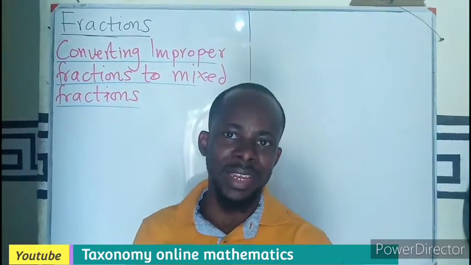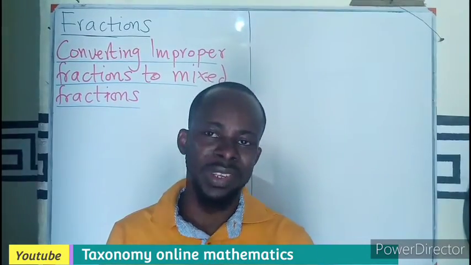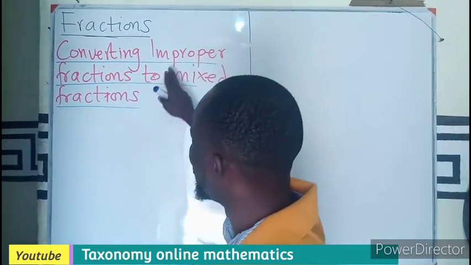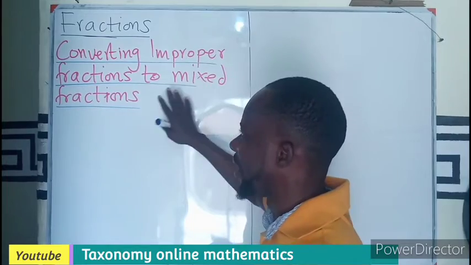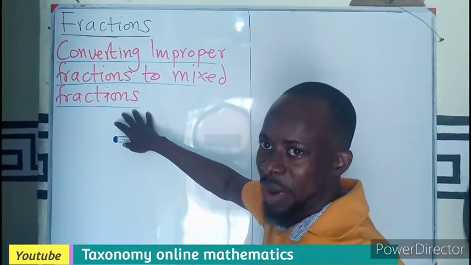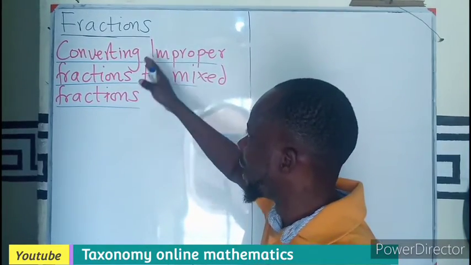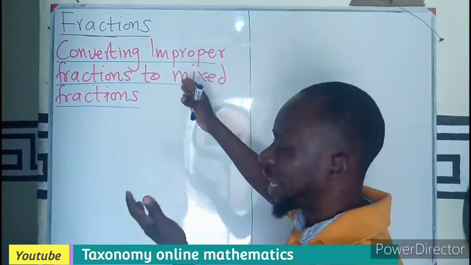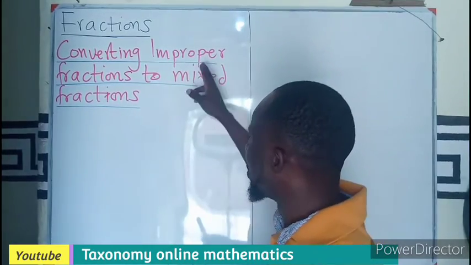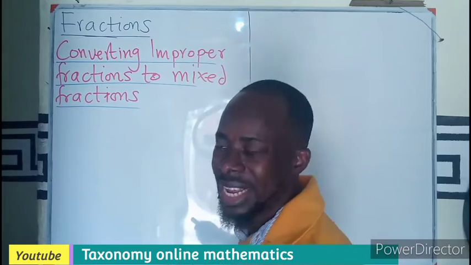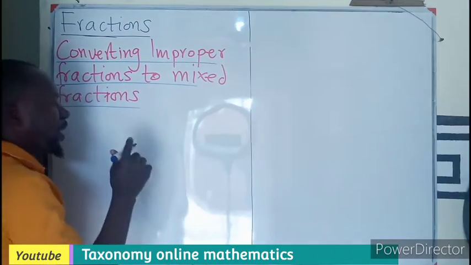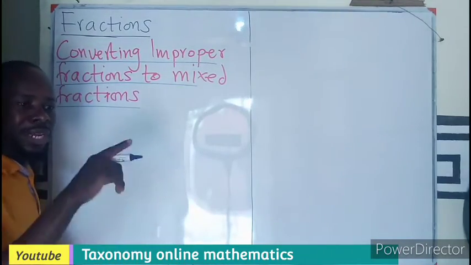In this edition, we want to treat converting an improper fraction to a mixed fraction. In one of our episodes, we dealt with types of fractions. So these are the types of fractions. Then we mentioned that an improper fraction is a fraction that has the numerator bigger than the denominator.